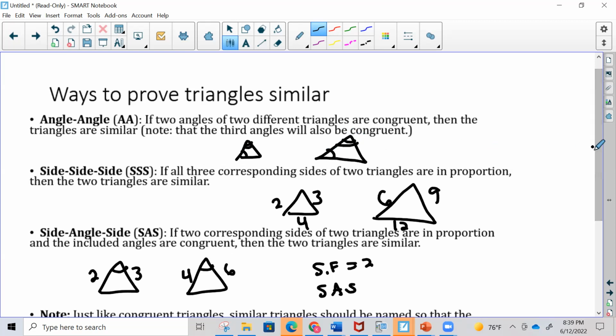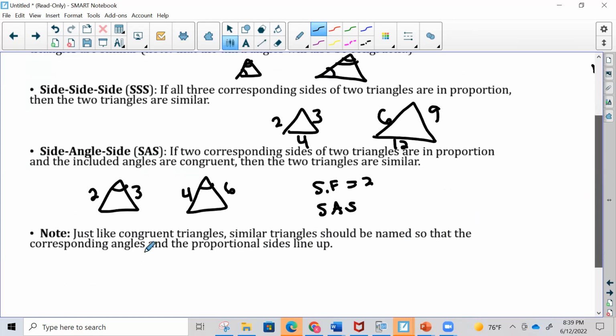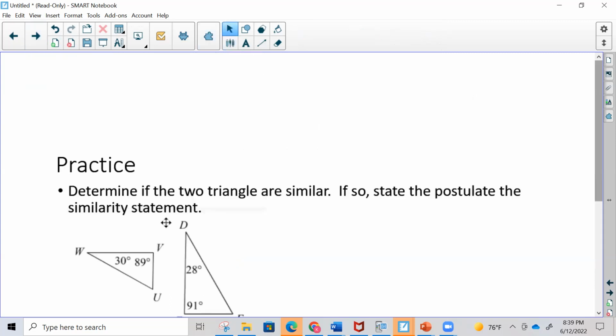So that would be like angle. Just like congruent triangles, similar triangles should be named so that the corresponding angles and proportional sides line up. Okay, so we're going to do a few examples.